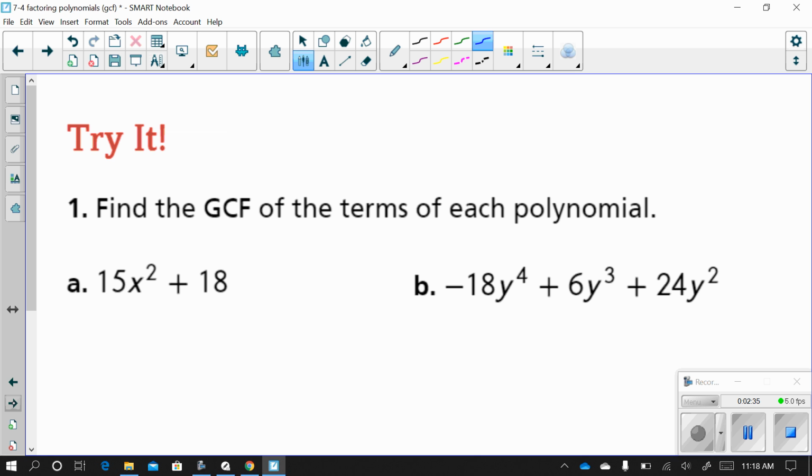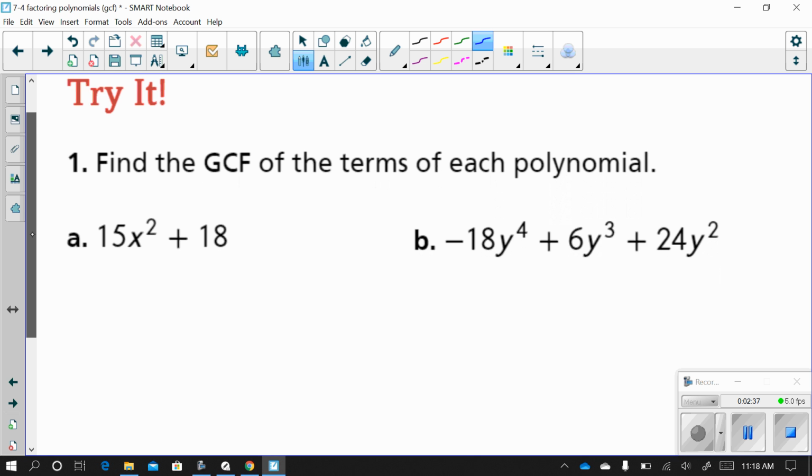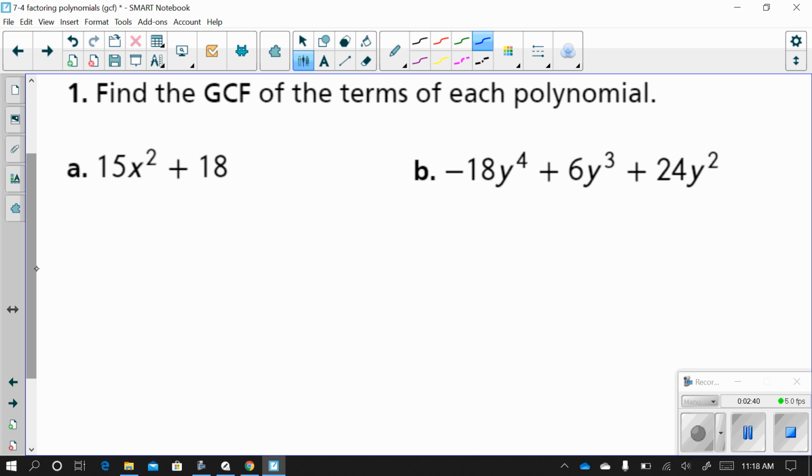Your turn. Please pause the video and try these two problems. Problem A, 15x squared plus 18. Again, biggest thing that goes into 15 and 18, well, I see 3. Then I check out the letters. I have x squared. Oh, I don't have any x's here. So my GCF is just 3.